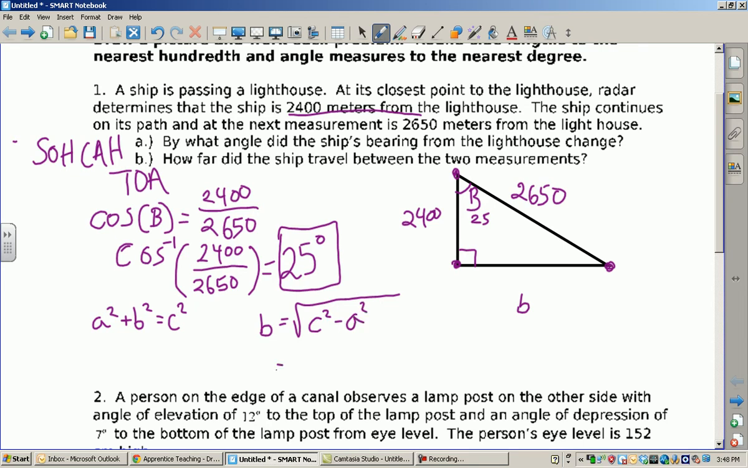So to write that calculation out for you guys, it's going to be the square root of 2,650 squared minus 2,400 squared. Now when you type that into your calculator, it might behoove you to put these into parentheses, but it really shouldn't matter. It's just something I do. But once you've done your number crunching, you should get 1,123.61 meters.